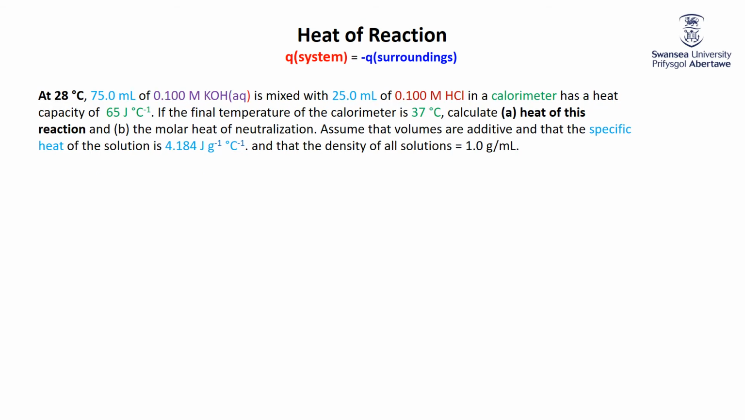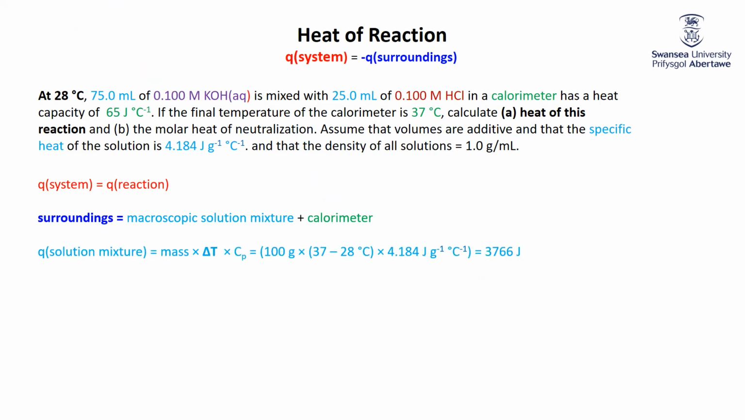So now let's do a solution reaction. We've got a solution of potassium hydroxide, a strong base, mixed with a solution of HCl, a strong acid, and a calorimeter that has a heat capacity of 65 joules per degree Celsius. Now the trick with a solution reaction is that the water that's part of the surroundings is actually from the solutions. So we have 75 mL of solution there, 25 mL there, and then we also have the calorimeter. Again, Q of the system is Q of the reaction. We can't measure that. The surroundings are the solution mixture plus the calorimeter.